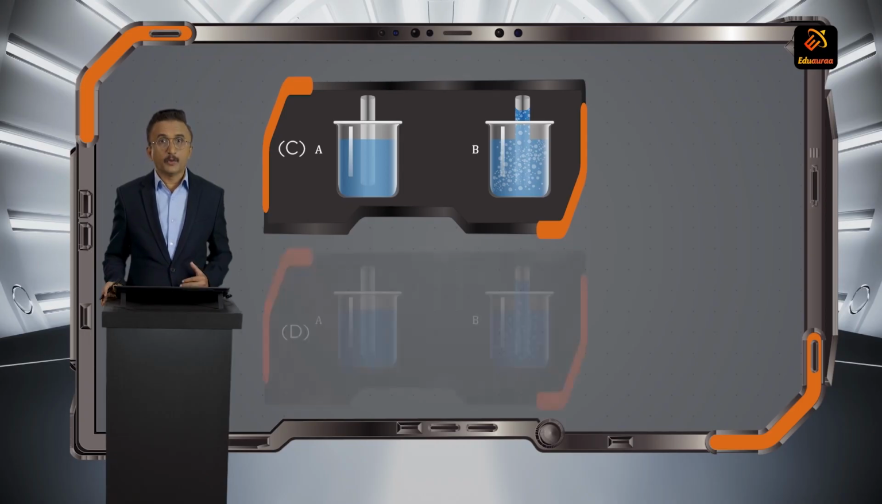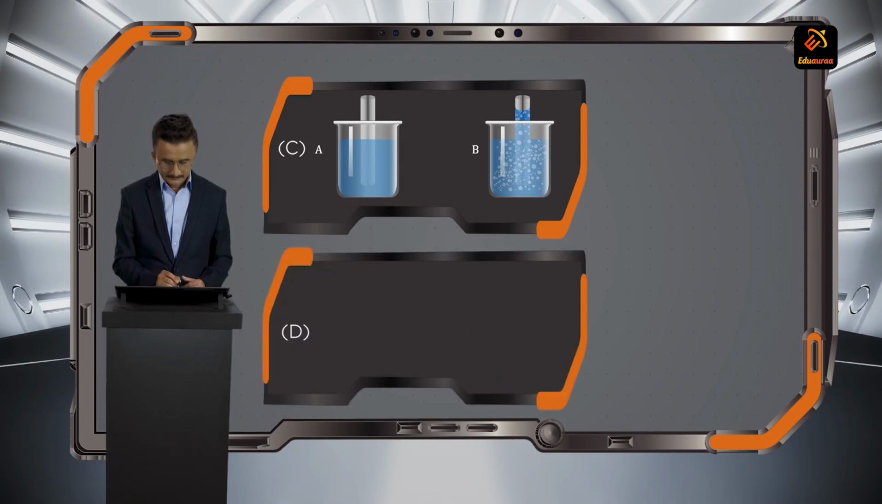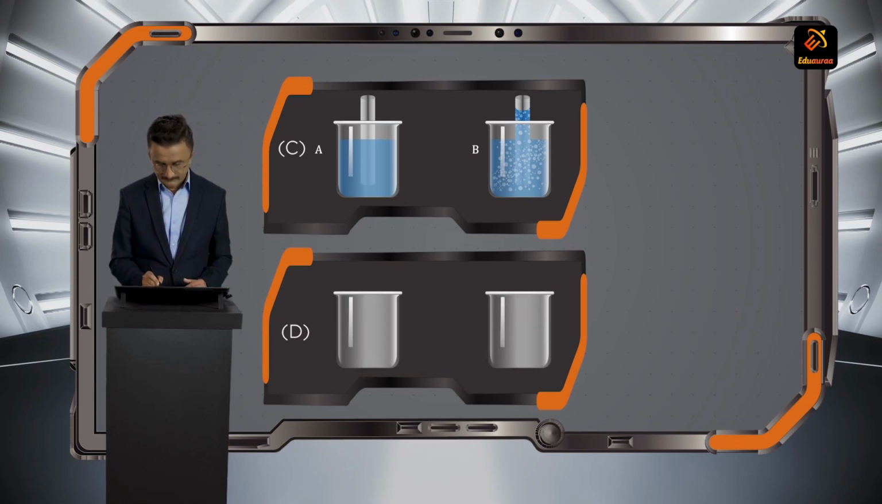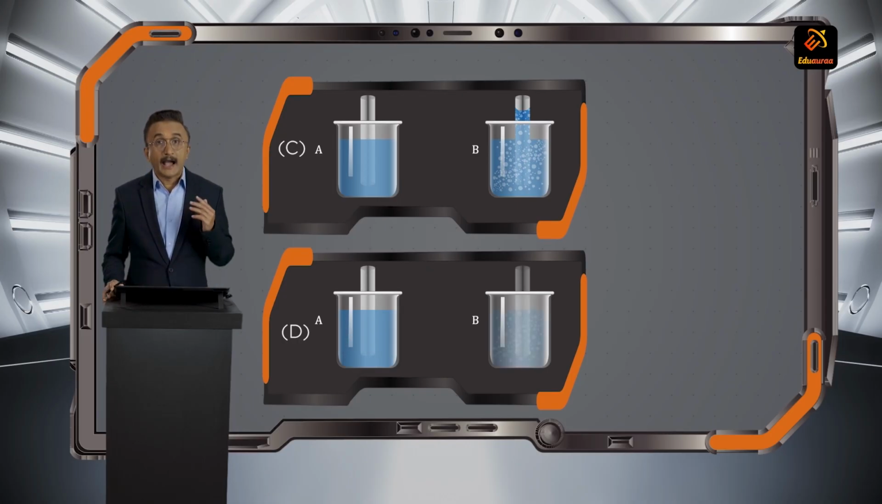And let us check option D. In D, again we have the two containers, A and B. In A, we have the capillary. In B, we have the capillary, and the height in A is the same as the height in B. Clear? So these are the different options. I have to check the correct option and explain why it is the correct one.